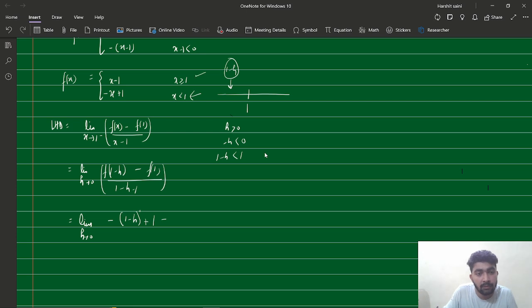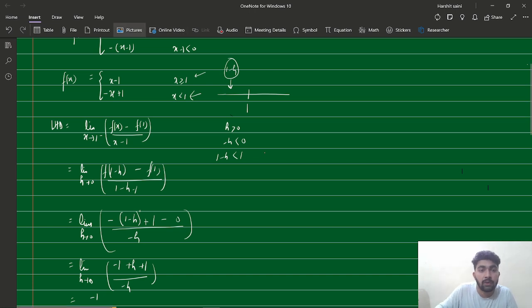F of 1 we can find by our first branch, that is 0, and hence here you can see 1 cancels, minus h will be here. Now limit h tends to 0, what we have here is minus 1 plus h plus 1 upon minus h. Because minus 1 cancels, so the LHD for this function is minus 1.